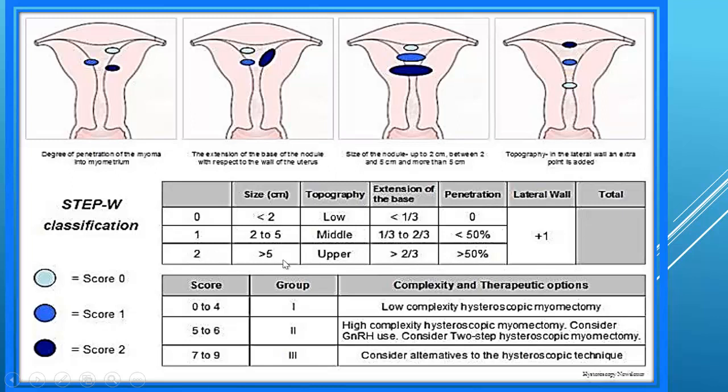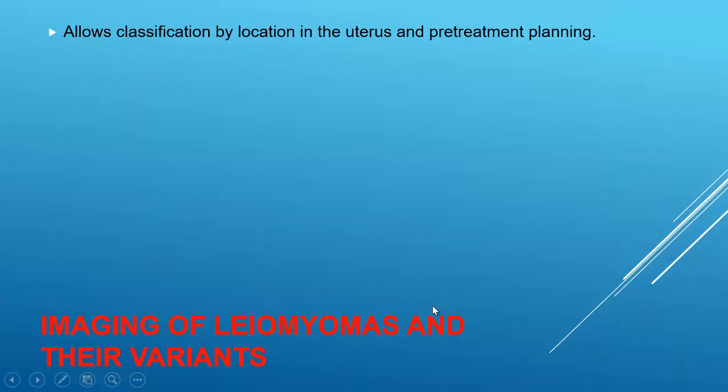Stage 2, more than 5 centimeters in the upper part of the uterus, more than 2/3 extension in the cavity, and more than 50% intramural. And this is the scoring according to the hysteroscopic myomectomy. According to this grade, we can tell whether it is difficult for hysteroscopic myomectomy or not.